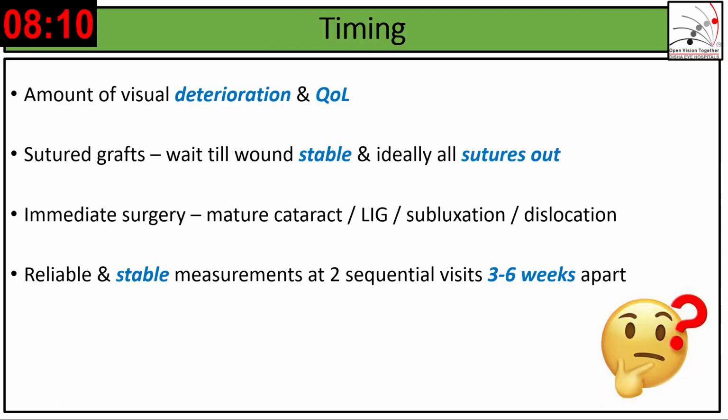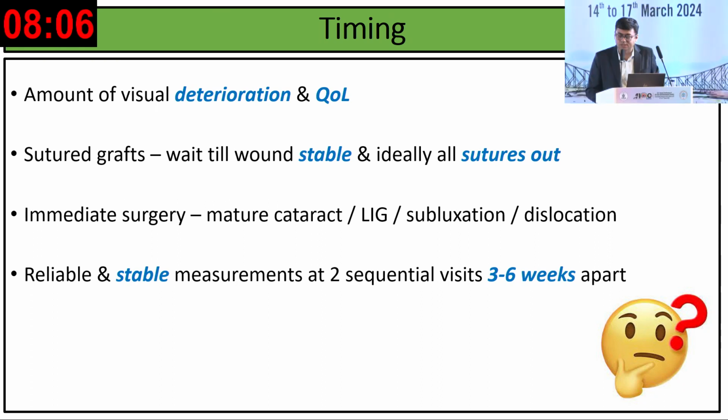And the ideal way to go about it is to call the patient just to see if the measurements are reliable and stable. You can call them at 2 sequential visits at a gap of around 3 to 6 weeks, see if the readings are the same, and then you can undertake the patient for surgery.